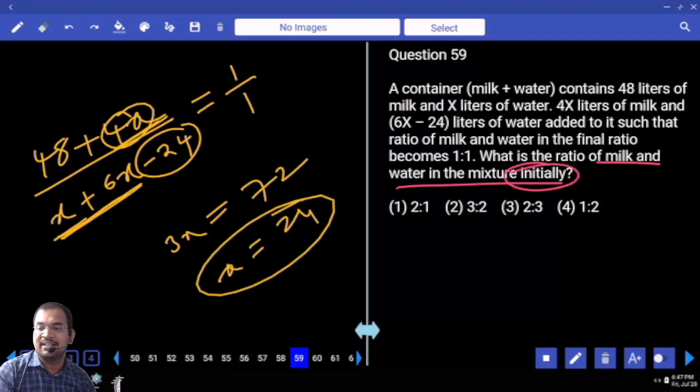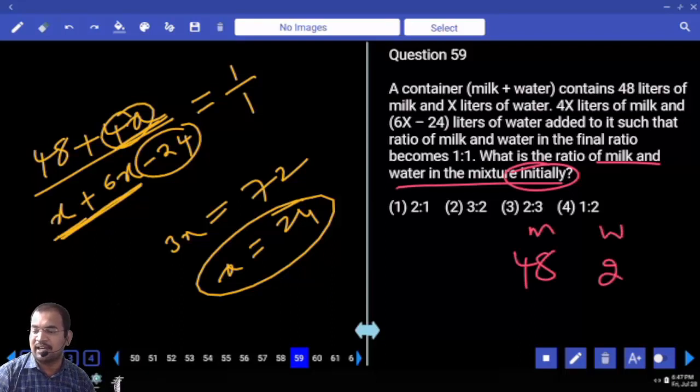They are asking initially na. Initially how much milk is there? How much water is there? x liters of water na. So your answer is 2:1.